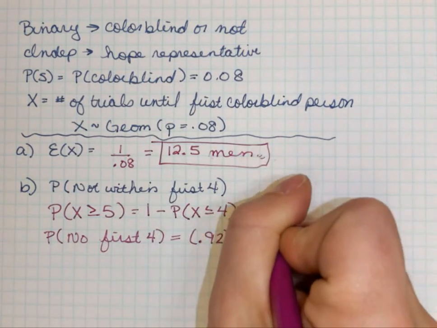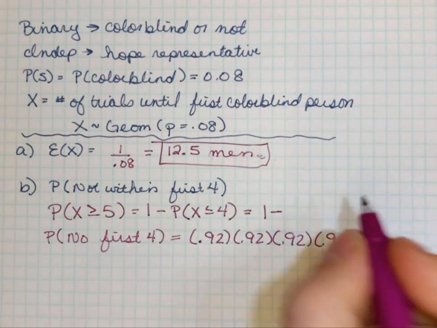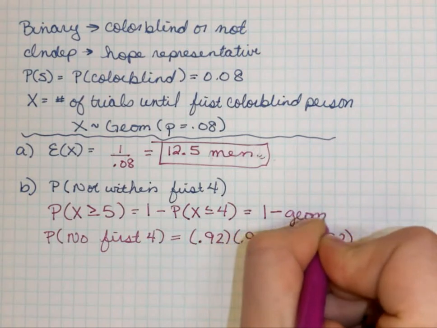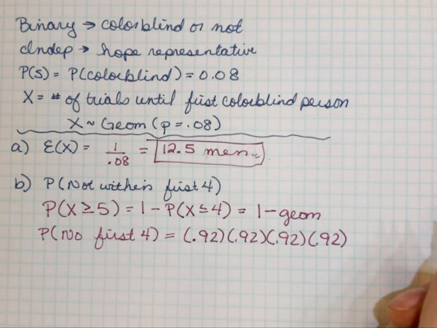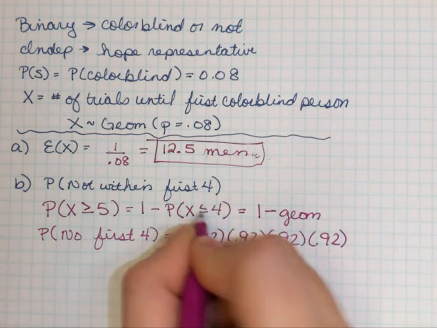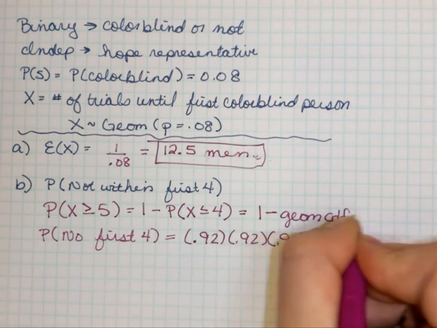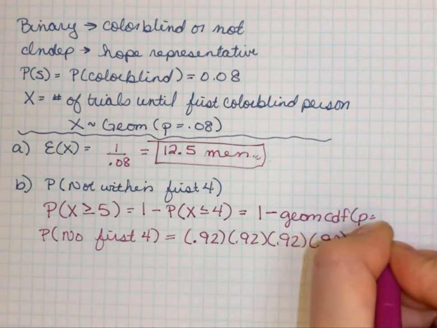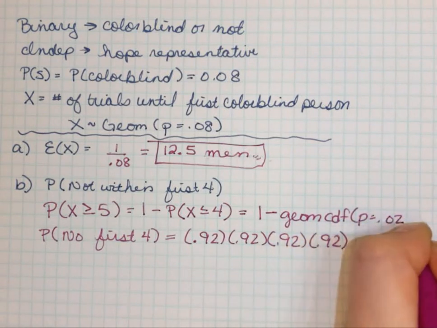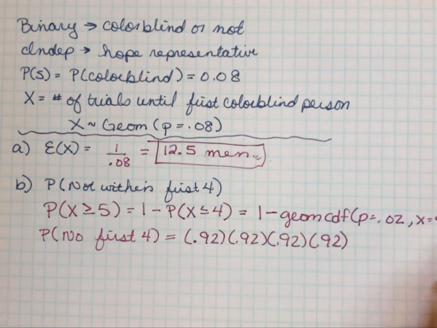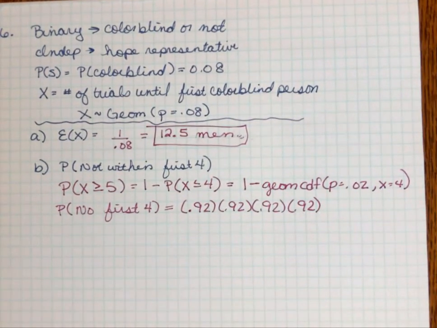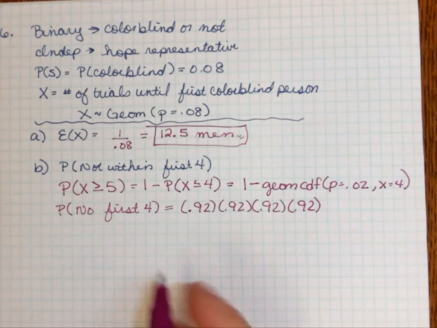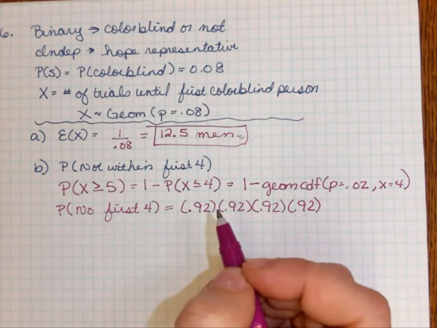So if I do it this way, it would be 1 minus geometric P or CDF? C, because you see that inequality. And you would simply say P equals 0.02, X equals 4. I don't know. Calculate that. Tell me what you get. I don't care which method you want to use.